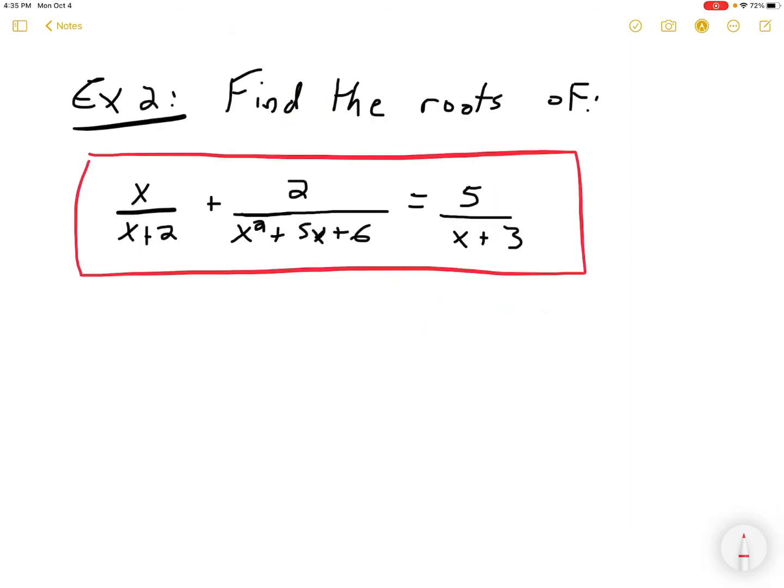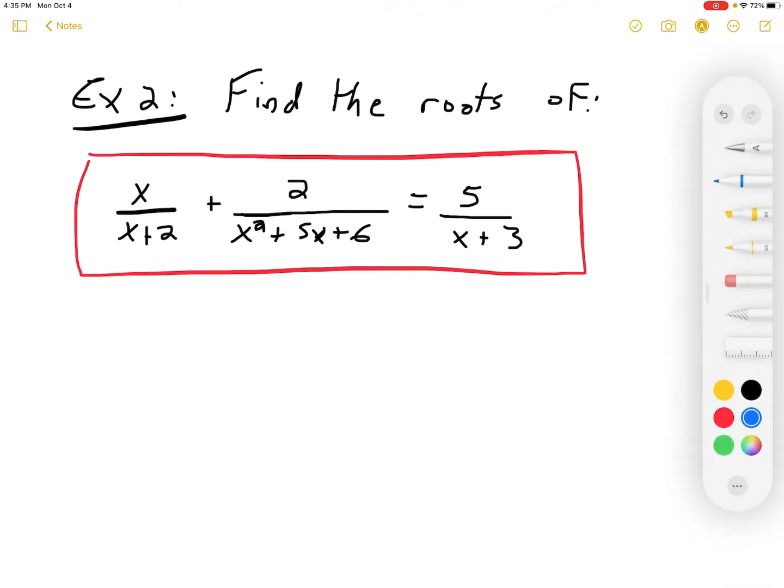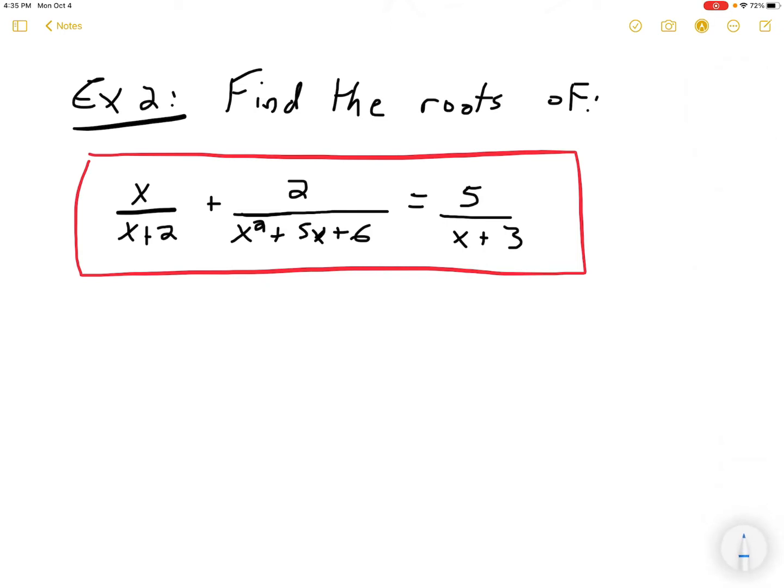So welcome back again. We're going to do a second example now. We're going to find the roots of this rational expression or equation here, and we're going to follow the same rules that we did with the previous examples. The first thing that we're going to do is look at all the denominators here and see if there's any that we can factor down or get into factored form.